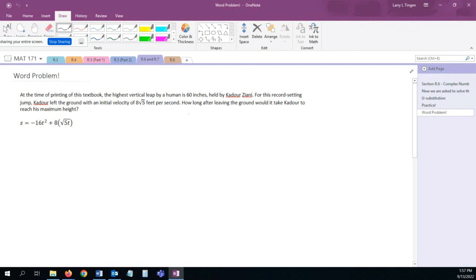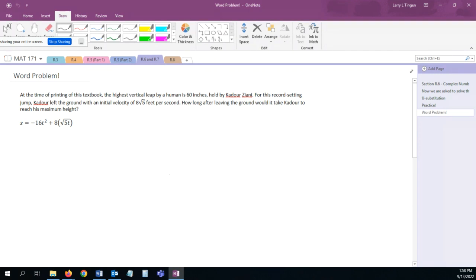All right. So when this was printed, the highest vertical leap was 60 inches, held by Kadour Zani. With a record-setting jump, Kadour left the ground with an initial velocity of 8 times square root of 5 feet per second. How long after leaving the ground would it take Kadour to reach his maximum height? Okay, so in this equation, we have s is equal to negative 16t squared plus 8 times the square root of 5 t.